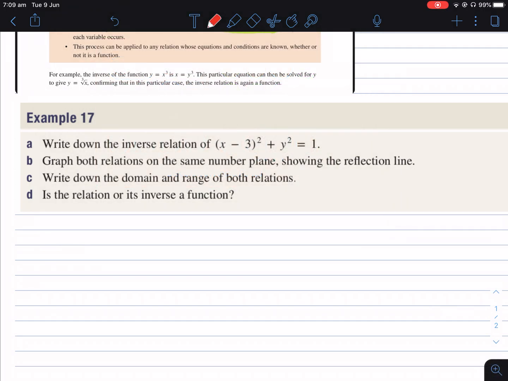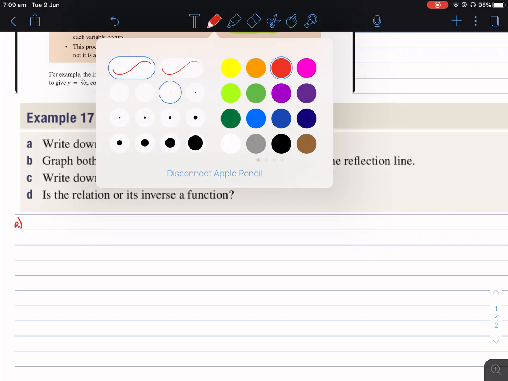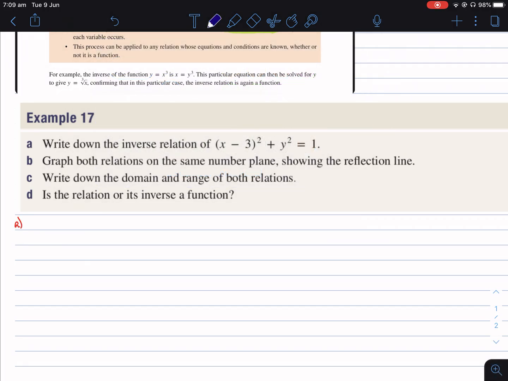So with inverses, it's better to dive into questions before getting confused with the theory. Let's have a look at example 17. For 17a, they want us to write down the inverse relation. At the moment, we've got (x minus 3) squared plus y squared equals 1. And that's a circle with center moved right 3, but up nothing, and radius square root of 1, which is 1.